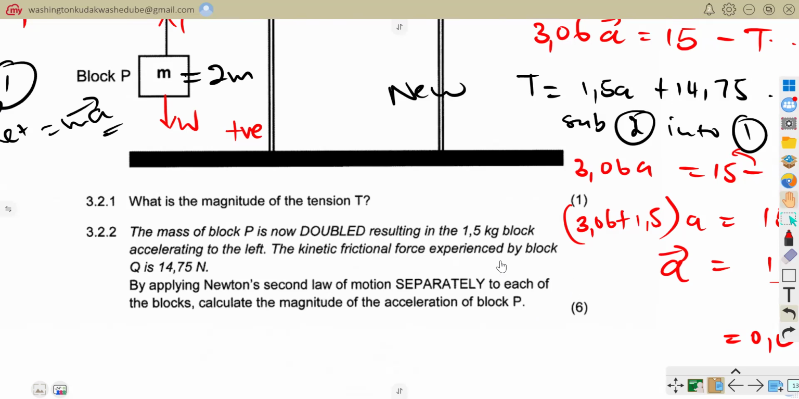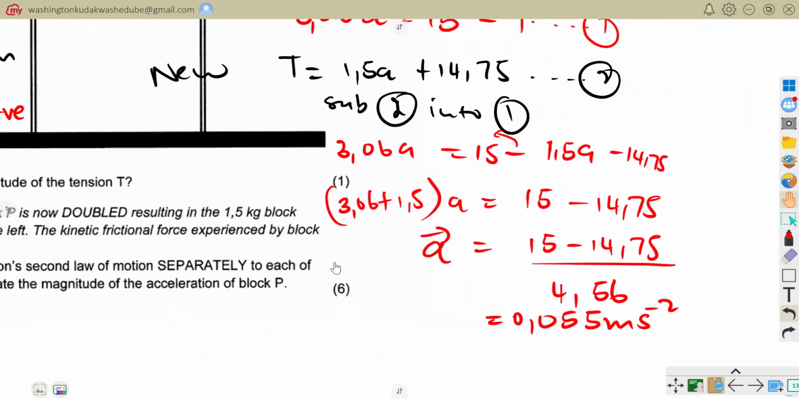So the magnitude of the acceleration of this block would simply be equal to what? It will simply be equal to 0.055 meters per square second. That is the magnitude of the acceleration. That is how we apply Newton's second law as well as the net resultant force definition.